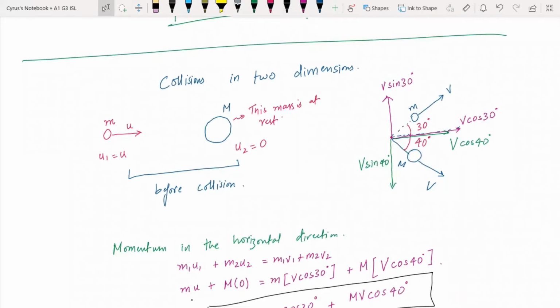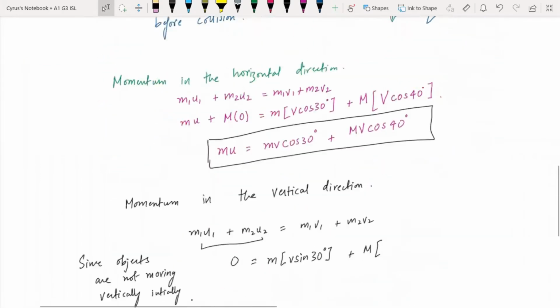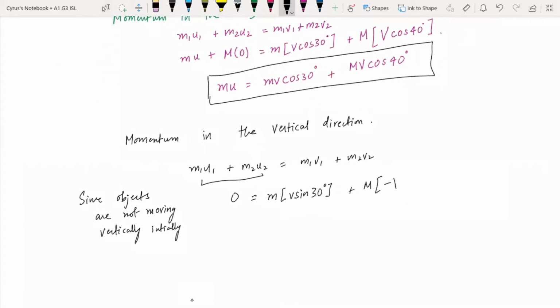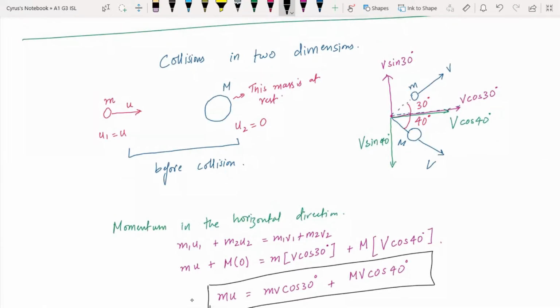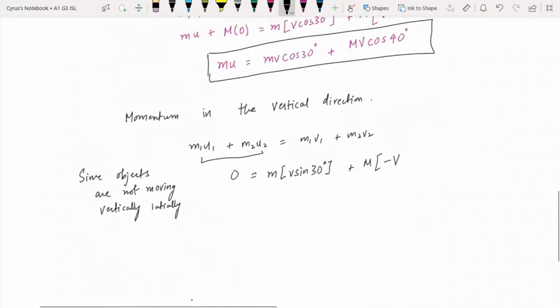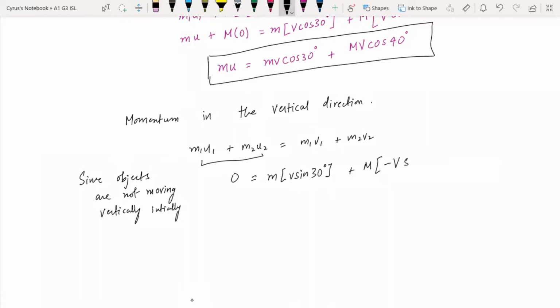It would be minus v sine of 40 because it's going down. The component is down. So this is minus v because you see that the direction is downwards here and the component is down. So if direction upwards is positive, down is negative, right is positive and left is negative, right? So we have here minus v sine of 40 degrees.